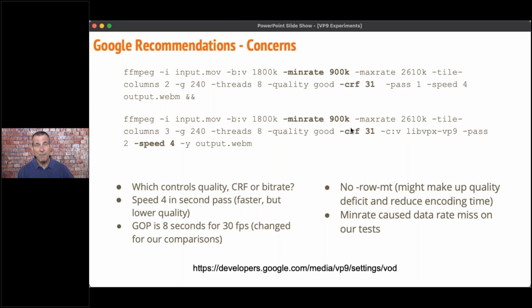And they implemented the min rate. So they're using min rate that I didn't implement because, again, my files weren't hitting the target that I wanted to hit. So their GOP was 240, which is 8 seconds. I changed that to 60 for my test to get the files as close as I could in terms of parameters. They do not use ROMT in their encode, and certainly that's something. If I was going to start with the Google parameters, I would definitely add ROMT, and I would definitely change to speed 2 in the second pass.